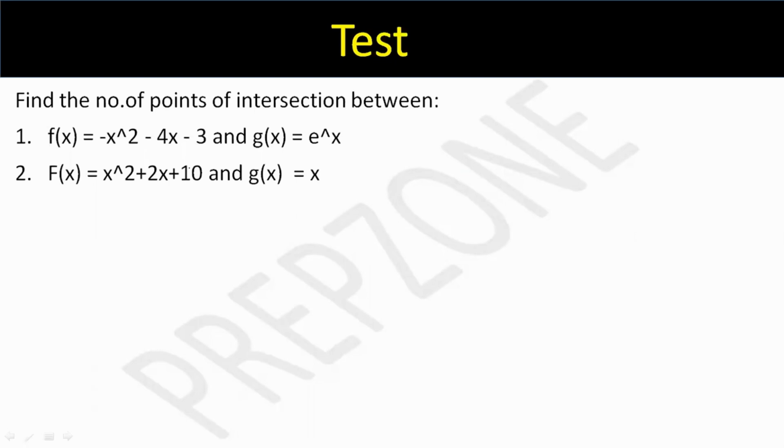Answers are 2 and 0. Let's see how we do it. What is this? This is nothing but minus of (x plus 3) into (x plus 1), right? Minus of (x plus 3) into (x plus 1). So how do we plot the graph?